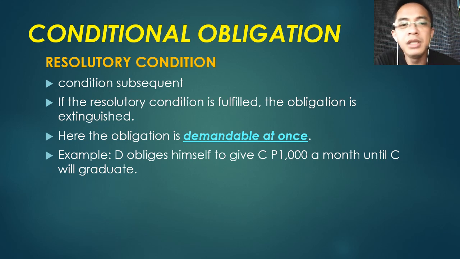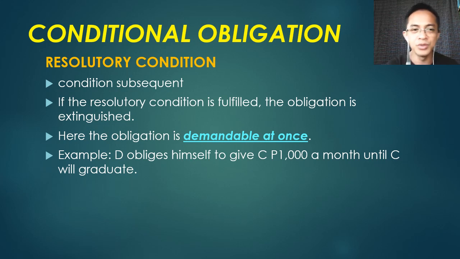Example, D obliges himself to give C 1,000 a month until C will graduate. Ano ibig sabihin? From now on, D promises to give C 1,000 a month habang hindi pa mag-graduate si C. Ibig sabihin, demandable na yun ngayon, kagad. Okay? C can demand D to give him the 1,000 a month. Okay? May extinguish lang yung obligation to give 1,000 a month kapag nag-graduate na si C.